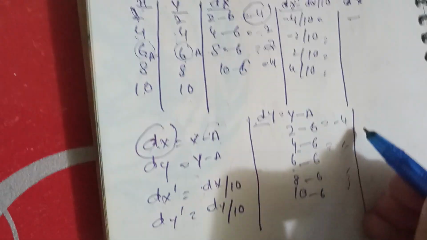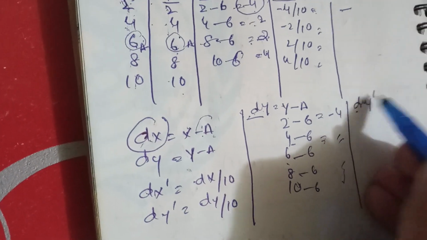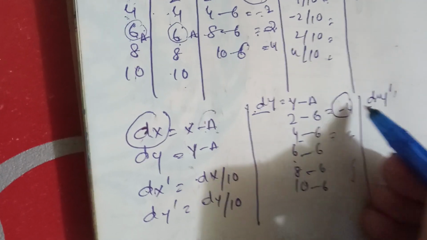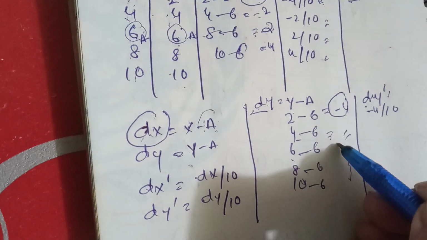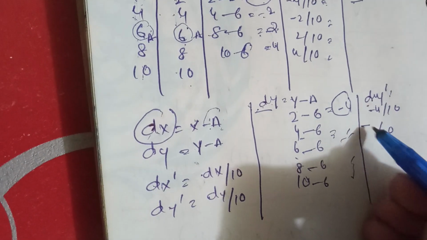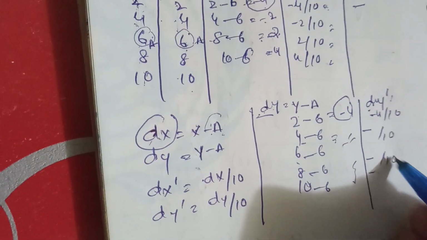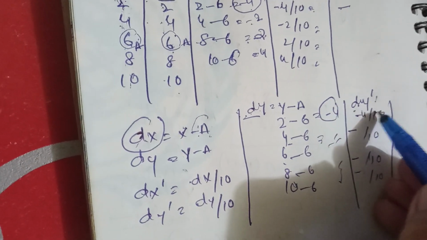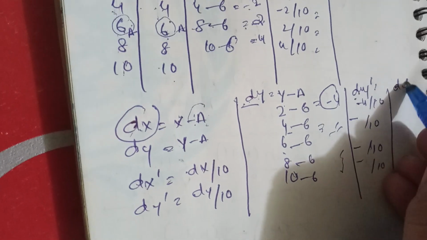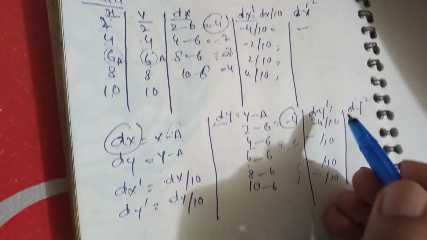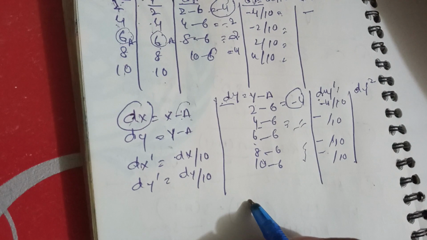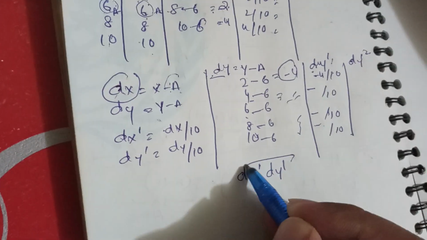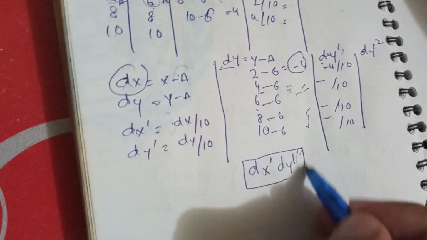Now the next step is finding dy bar. Dy bar is dividing the value of dy by 10. That is minus 4 divided by 10, and all the remaining values divided by 10 in the same way. Then whatever the result of each value, you will take the square of that. That is dy bar square. Then the next step is taking the dx bar into dy bar column, because we need this in the formula.